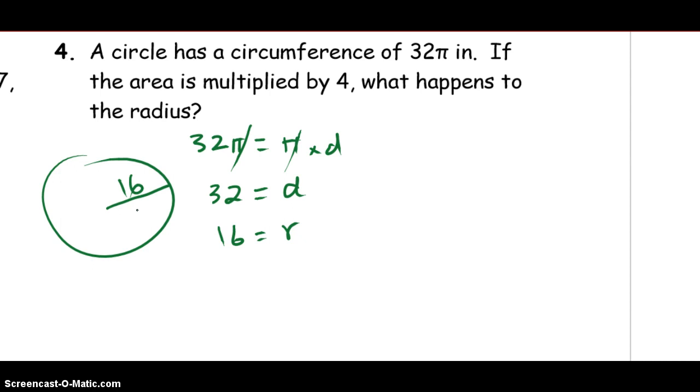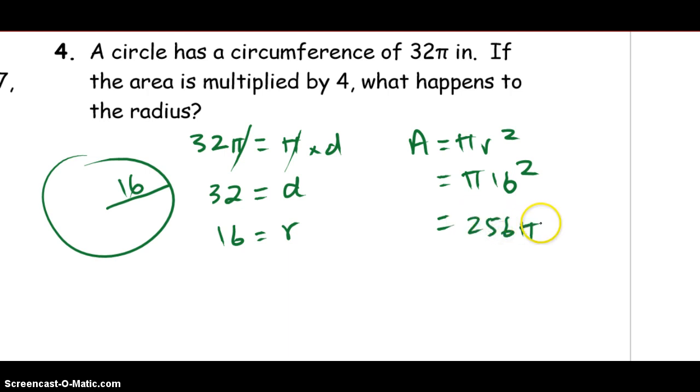So we now know that we have a circle with a radius of 16. Okay, and what do they ask us to do? They ask us what happens if the area is multiplied by 4, what happens to the radius? So one way you could do this, you could say, okay, the area of this particular circle is pi times radius squared, which is pi times 16 squared. And if I put that in my calculator, 16 squared is going to give me 256 pi. Okay, I'm leaving it in terms of pi, it's going to make it easier.